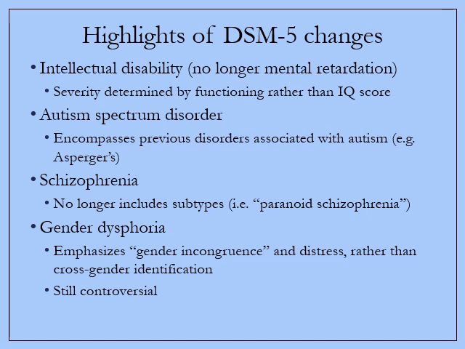Schizophrenia changed. We no longer use subtypes in schizophrenia. So there are specifiers, which I might go into in a later chapter, but we no longer say that people have paranoid schizophrenia or disorganized schizophrenia. We just say they have schizophrenia, and then sometimes they get a specifier afterward.